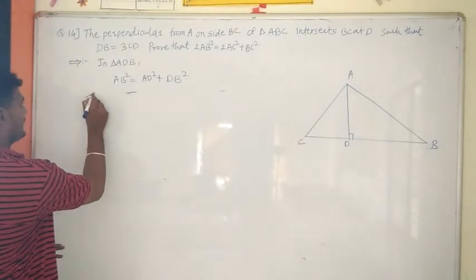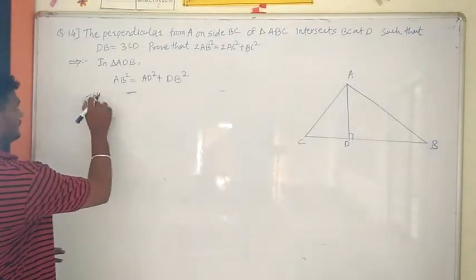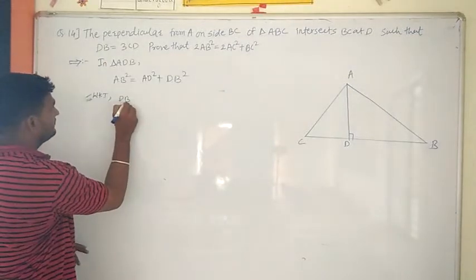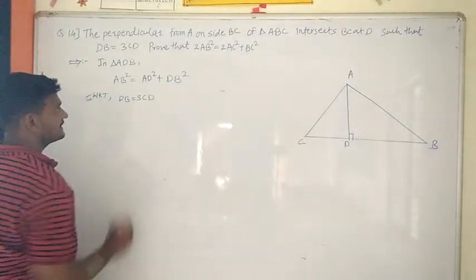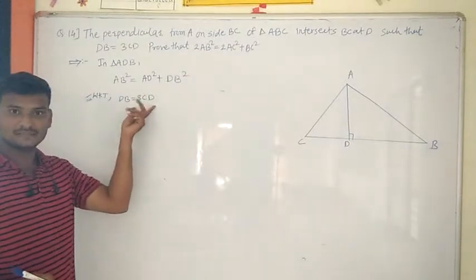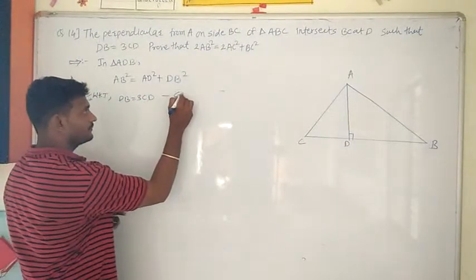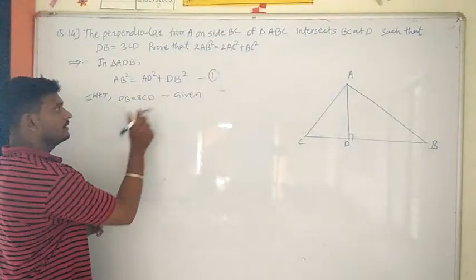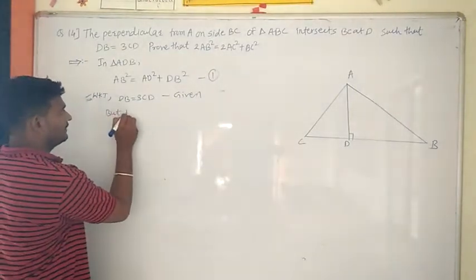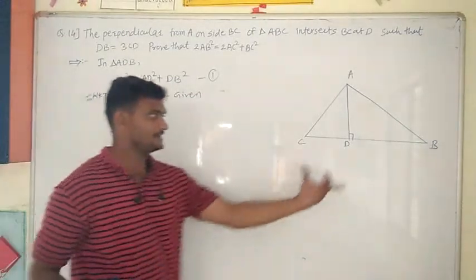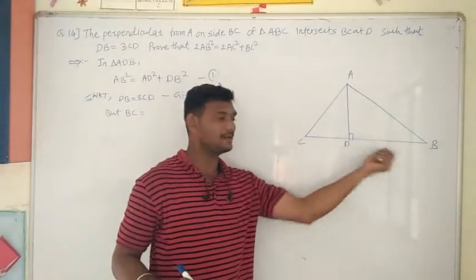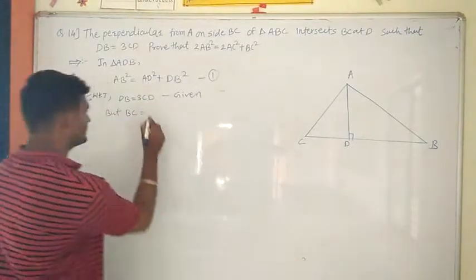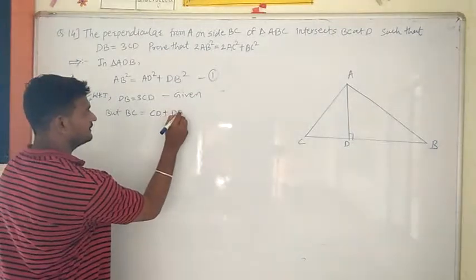Given, we know that, what is given here? DB is equal to 3 times CD. Why? It is given. I will mark this as equation number 1. It is given, but BC is equal to, what is the value of BC? BC is equal to CD plus DB. Can I write BC is equal to CD plus DB? We know that BC is equal to CD plus DB.